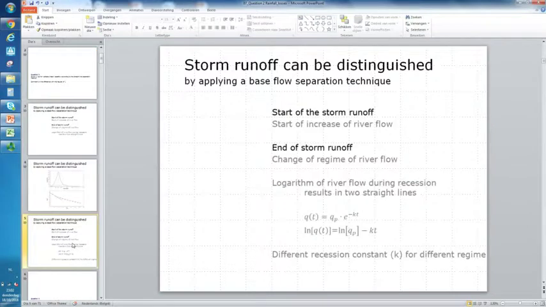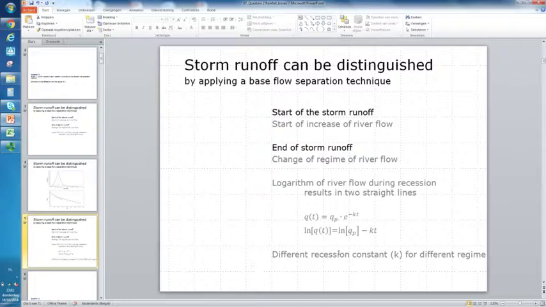Now for this method, the start of the storm runoff will be quite easy to find out. It will be just the start of our discharge, because at the start we know that it's only base flow, and afterwards it starts increasing immediately. That's what we noticed already from our previous exercise. And for the end of the storm runoff, we will apply this method.